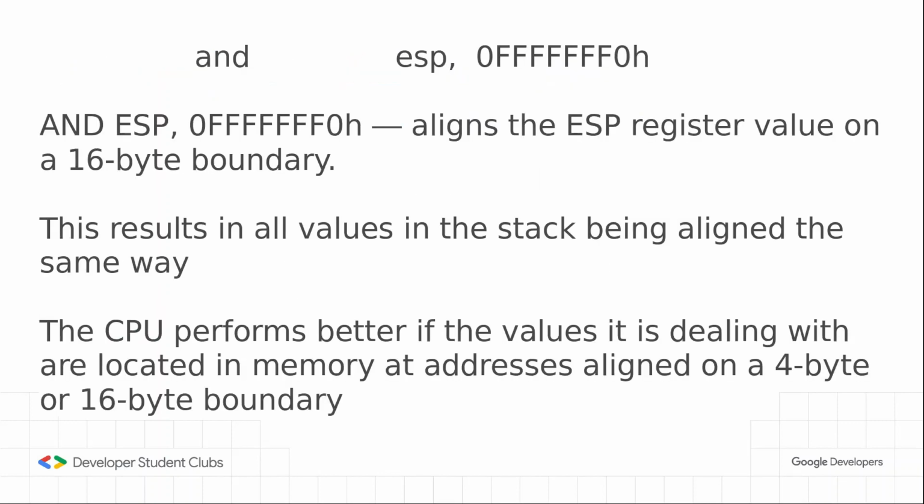This instruction is kinda special. It aligns the ESP register's value on a 16-bit boundary. All the values on a stack get aligned the same way. But why are we doing this? The CPU performs better if the values are located in memory at addresses aligned on a 4-bit or a 16-bit boundary. These are some things you need to remember because you can see them in every assembly code.